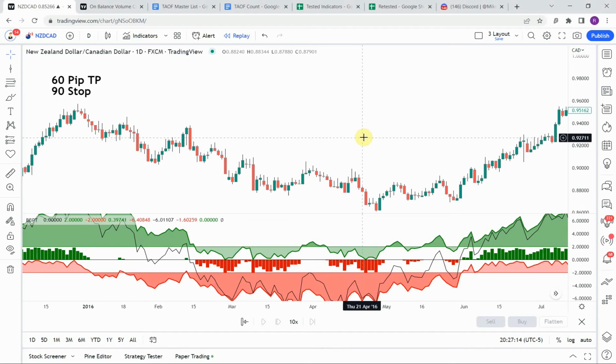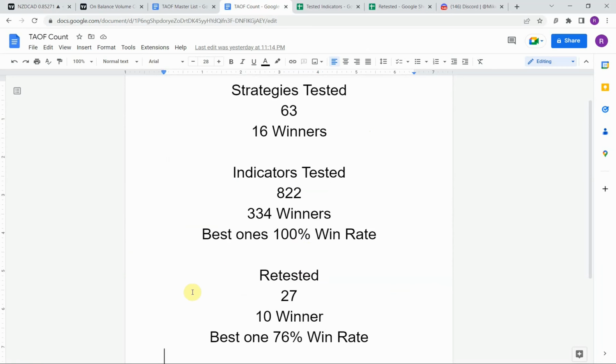Alright, as I said, today we will be testing the bull bear power trend indicator. Before we do though, I wanted to put the testing scoreboard up for everyone to see. So to date, we have tested a total of 63 different strategies, with 16 of them being profitable. We've also tested a total of 822 indicators, with 334 of them being winners. The best ones so far were able to achieve a 100% win rate. Now you need to go back and watch those videos to understand the context of how they were able to achieve that. So go back and watch those videos and see what you can get out of those winning indicators.